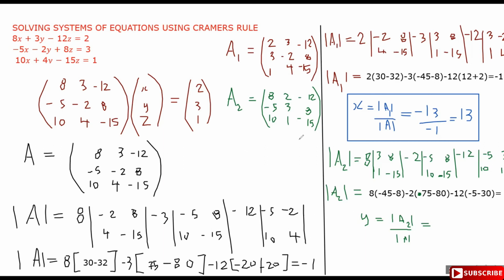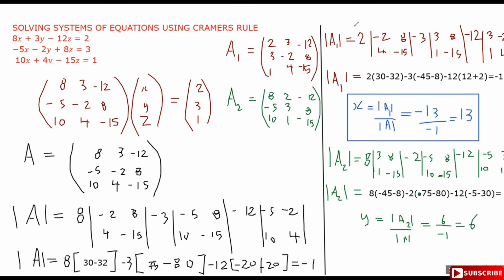Okay, now we're good. 8 times minus 45 minus 8 minus 2 times 75 minus 80 minus 12 times minus 5 minus 30. And this works out to be 6. So y works out to be the determinant of A2, which is 6, over the determinant of A, which is minus 1. And so this is working out to be 6.